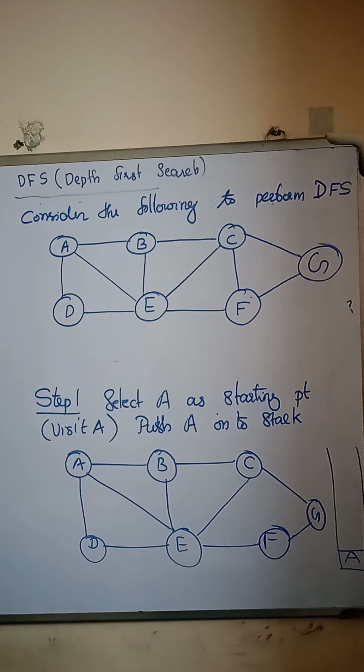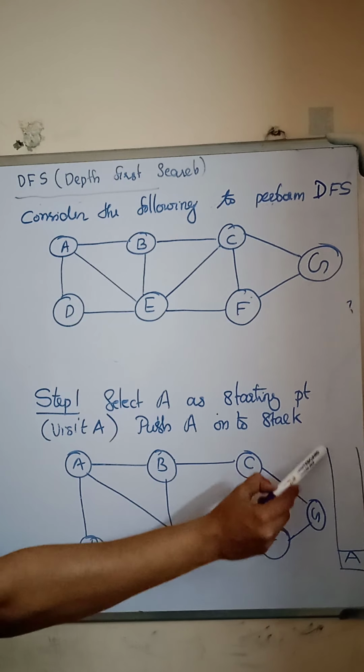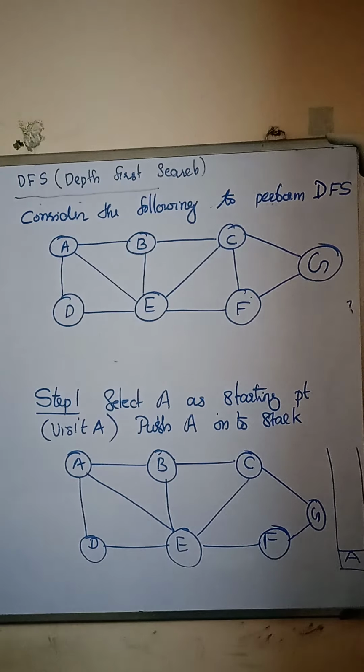Next step, select any vertex as the starting point for the traversal, visit that vertex and push it onto the stack. In this problem, we fix A as the starting point. You may choose A, B, C, any vertex as the first vertex, and here I choose A. So we visit the vertex A and push A onto the stack. Now the stack has the element A.